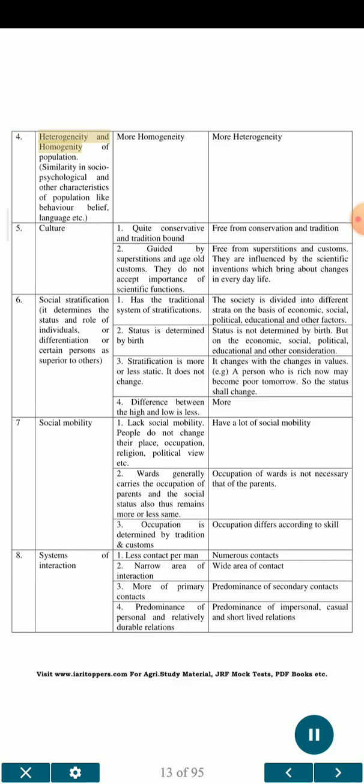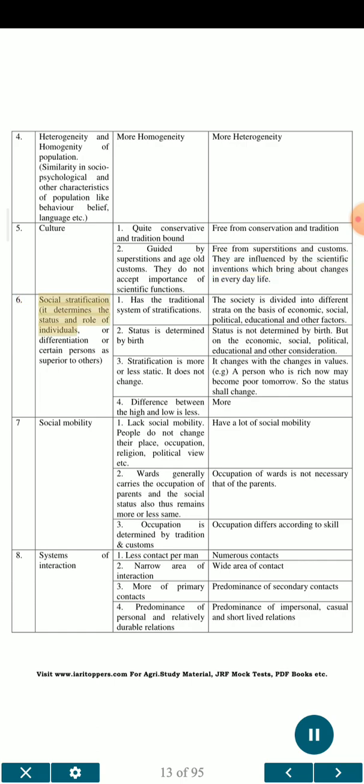4. Heterogeneity and homogeneity of population. Rural: similarity in socio-psychological and other characteristics of population like behavior, belief, language, etc. Urban: more heterogeneity. 5. Culture. Rural: quite conservative and tradition bound, guided by superstitions and age-old customs. They do not accept the importance of scientific functions. Urban: free from conservatism and tradition, free from superstitions and customs. They are influenced by the scientific inventions which bring about changes in everyday life.